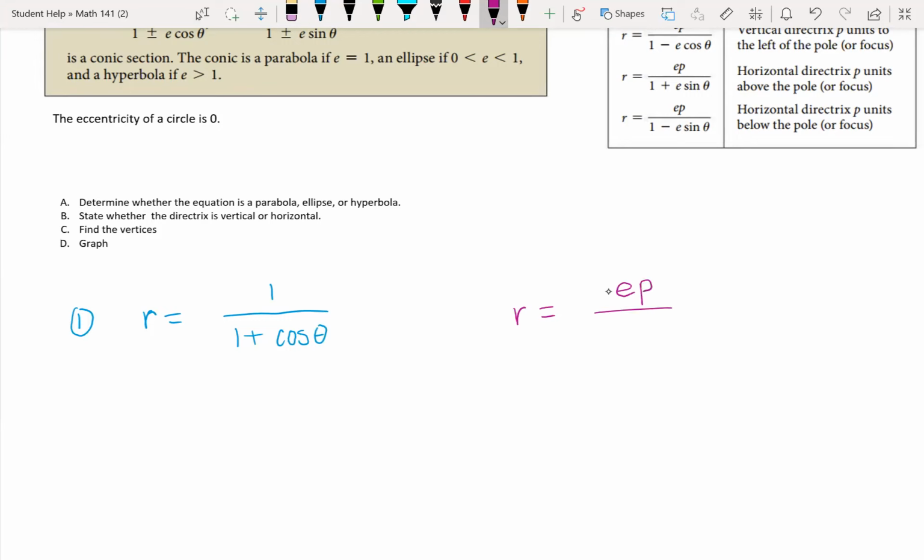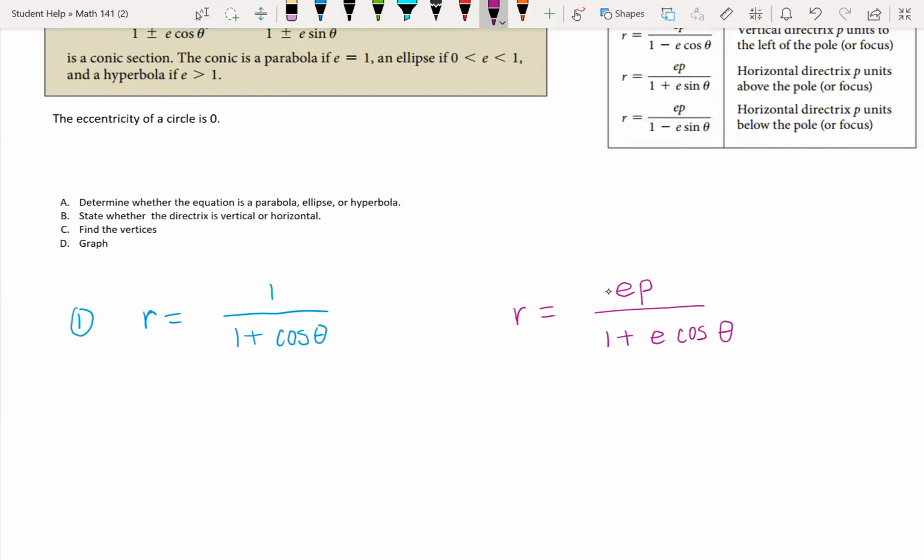We know that we want the equation to look like the format of r equals E times some variable p over 1 plus E times the cosine of theta. This p is not the same p that we had when we were graphing conics before. It's just a different variable. We know this is what the general equation should look like.